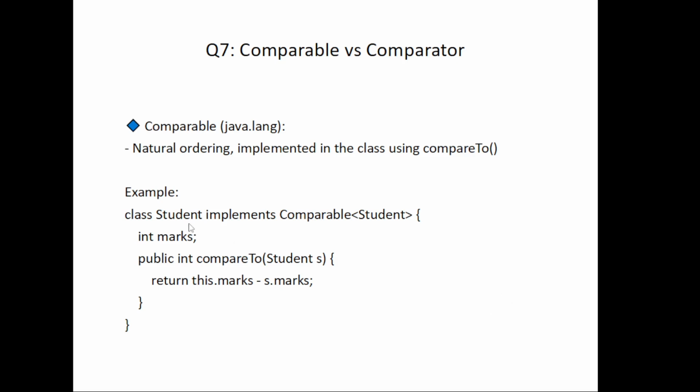We have this Student class here which implements Comparable. The method compareTo compares two students based on their marks. So if the current student's marks are more, it will return a positive number, which means this is greater. So when you call Collections.sort, Java will use this logic. So this is natural sorting because it's built into the class.